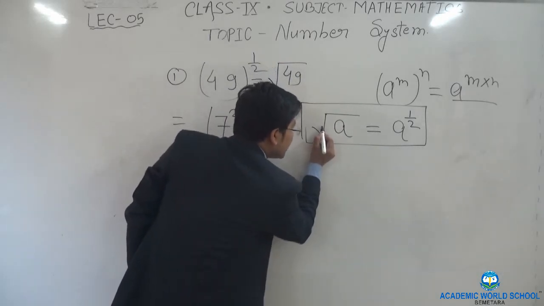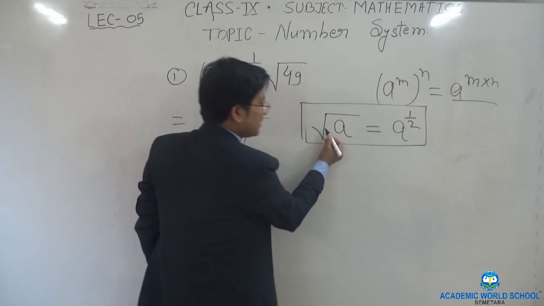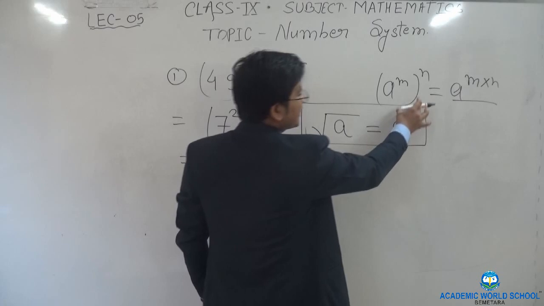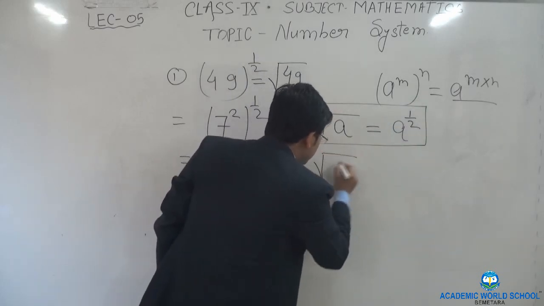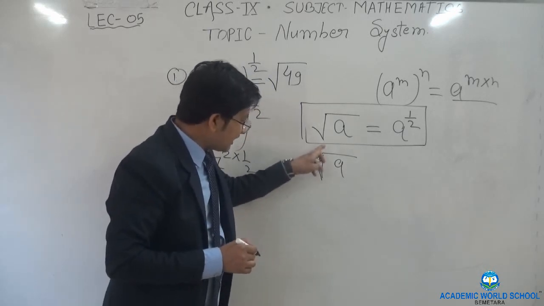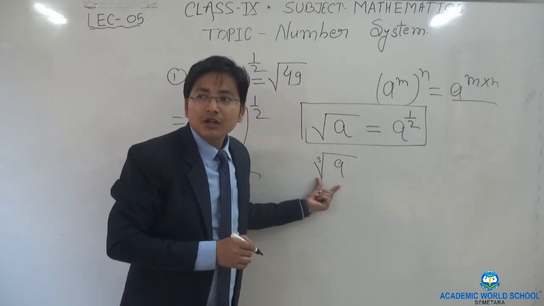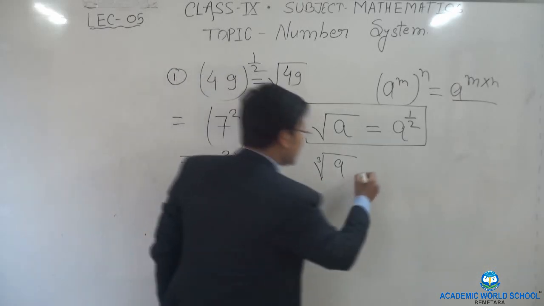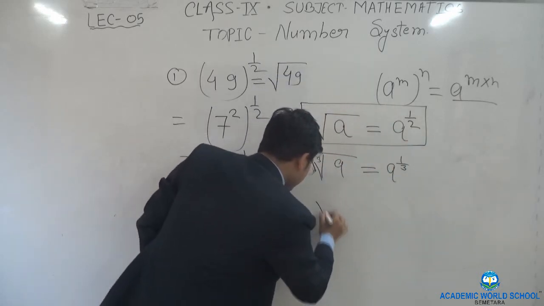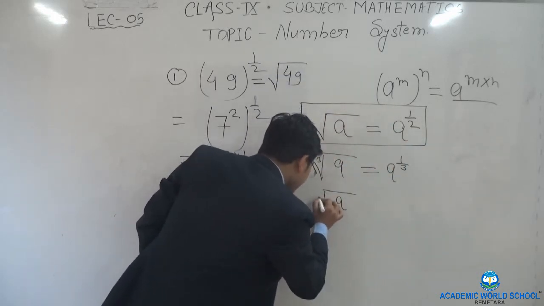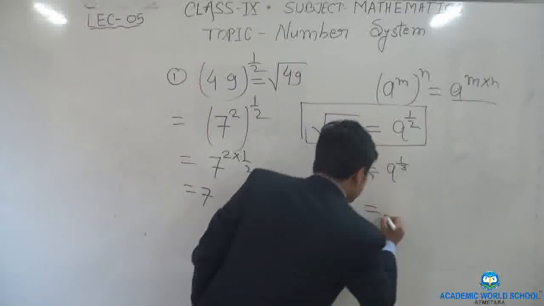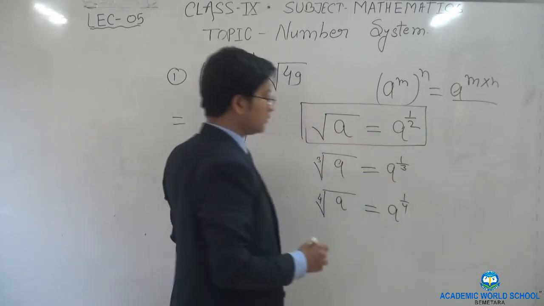If nothing is written inside the root sign, it means square root. If a small 3 is written inside, it means cube root of a, and this is written as a to the power 1 upon 3. And if 4 is written, it means 4th root of a, and this means a to the power 1 upon 4.